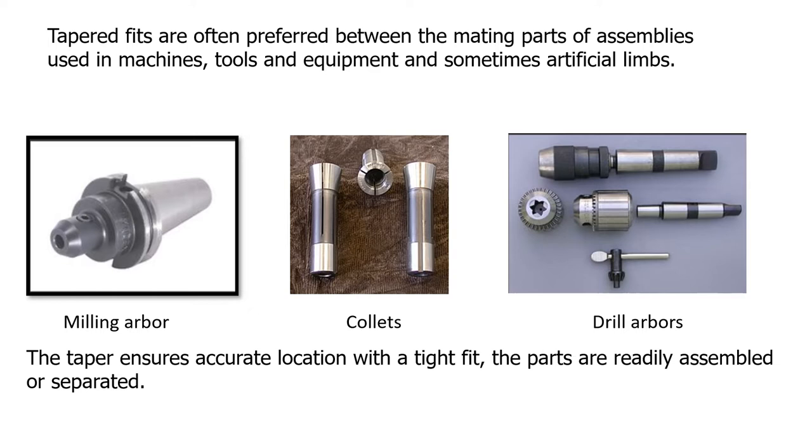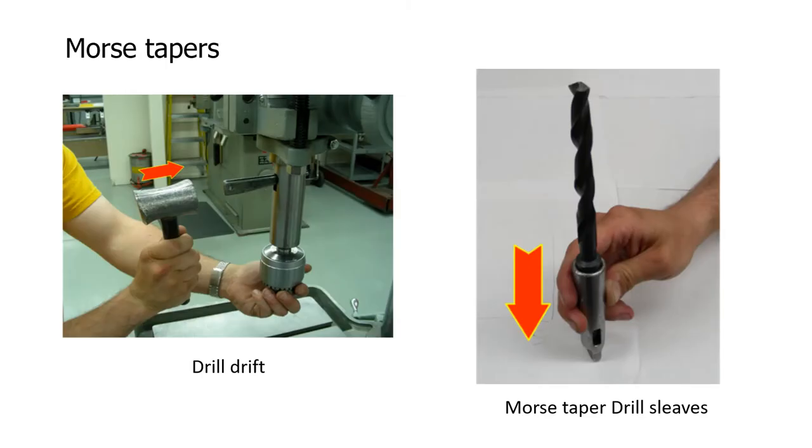Pictured here are some machine tool accessories: milling arbors, which utilize collets for location, collets, and drill arbors that utilize the Morse taper for location. The Morse taper is commonly used on drill presses, some milling machines, and then the tailstock of lathes.